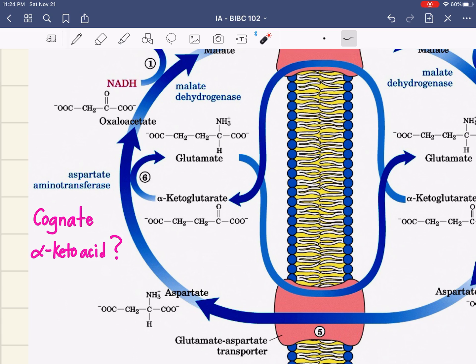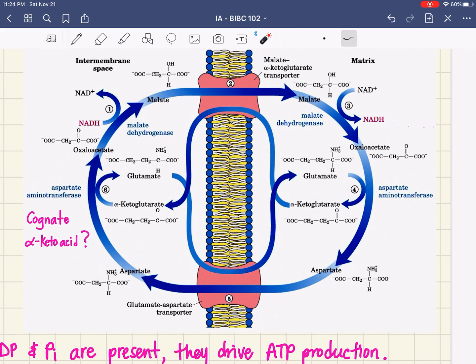So the cognate alpha-keto acid of the amino acid aspartate is oxaloacetate. If you look at both of these structures, the only thing different between them is this part. And the cognate alpha-keto acid of glutamate is alpha-ketoglutarate, right? If we look at their structures, the only thing that's different are these.